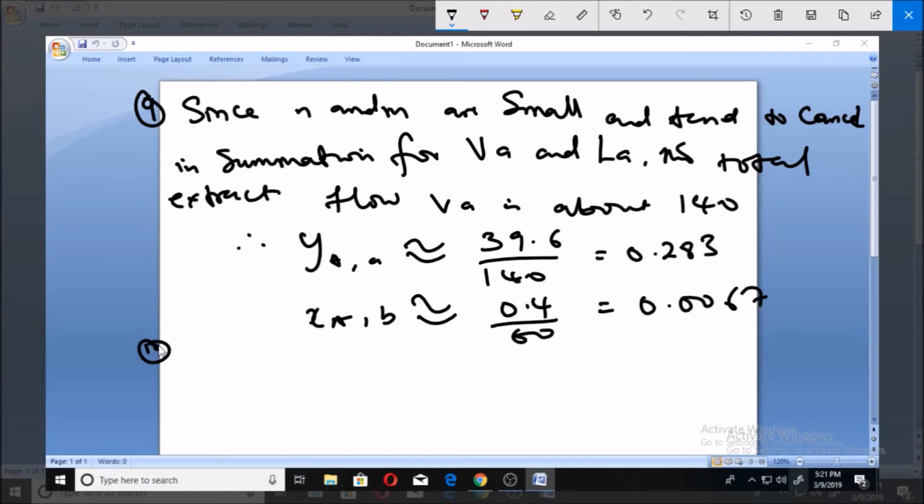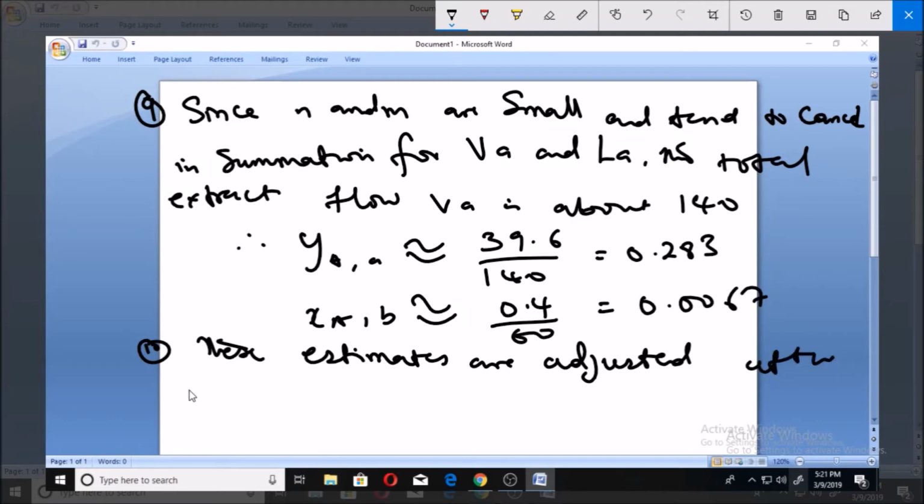So the 10th thing we have to do is to say that these estimates, so we made these estimates because we don't have the actual values of M and N, but these estimates are adjusted after calculating values of N and M. So immediately after calculating it, we adjust the estimate.